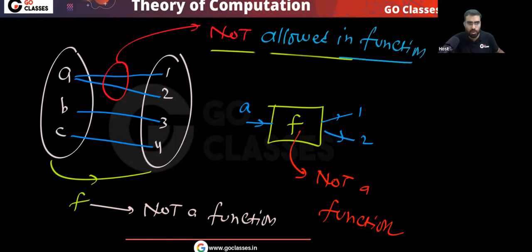This is not allowed because you can notice here, this element of the domain, let's assume this is set A, set B, does not have a unique image. Very simple point.